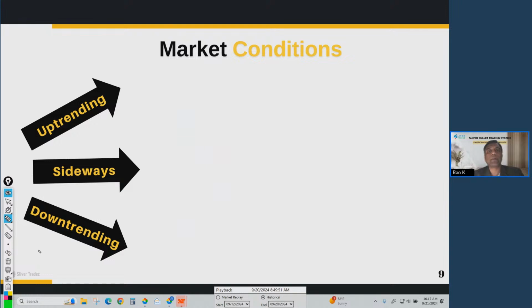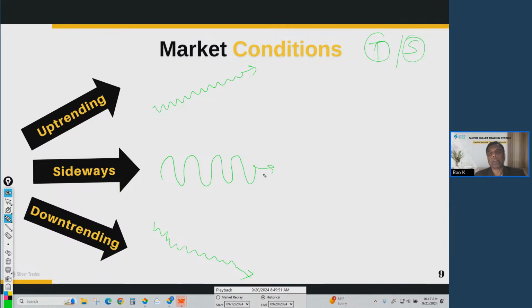So there are basically two market conditions, I would say: trending or sideways. There are only two types of markets. And if you break down the trending market, it could be an uptrending market or a downtrending market, right? These are two types. And then a sideways market.